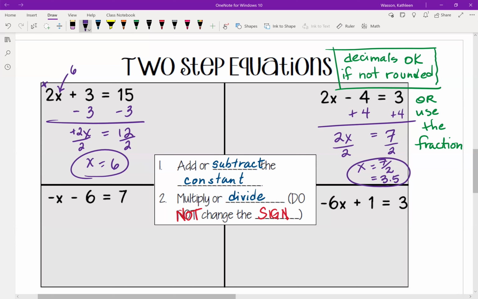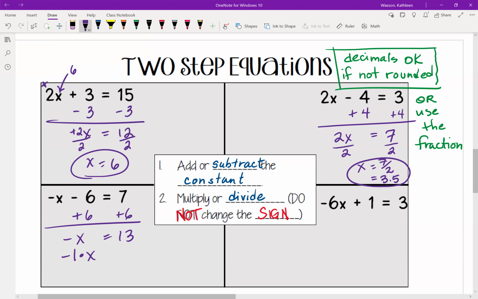Negative x minus 6 equals 7 is our next problem. I will add 6 and get negative x plus 0 equals 13. You can think of this as negative 1 times x, or you can think of it as x divided by negative 1. We're going to consider it multiplied.